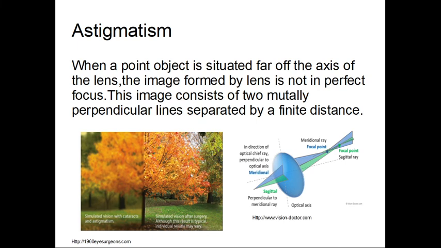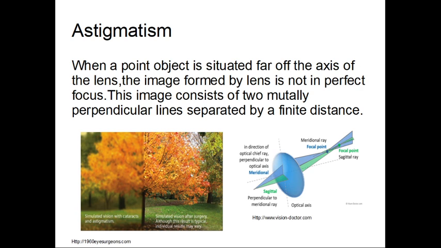Astigmatism is when a point object is situated far off the axis of the lens, and the image formed by the lens is not in perfect focus. This is shown in the picture below. This image consists of two mutually perpendicular lines which are separated by a finite distance, and these perpendicular lines are the focal point of the meridional ray and the focal point of the sagittal ray. So we get two planes, the meridional plane and the sagittal plane.